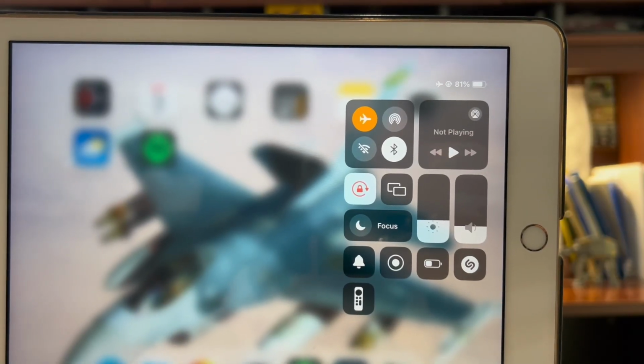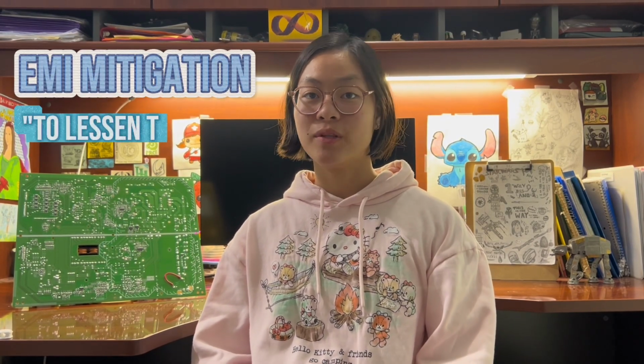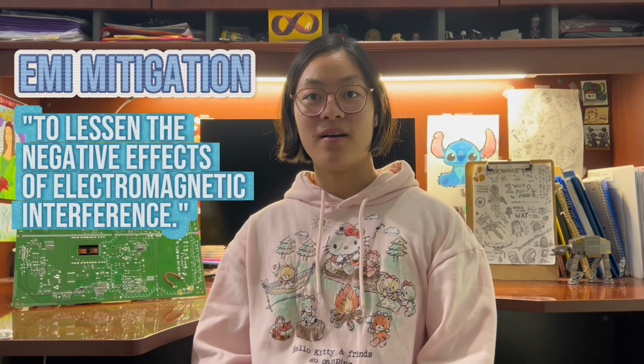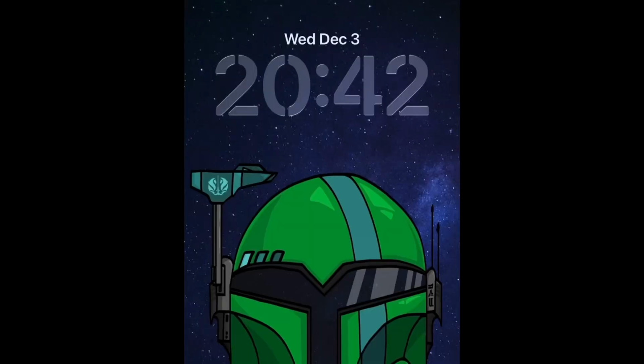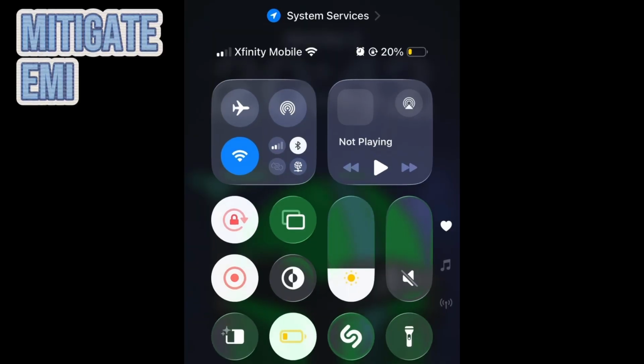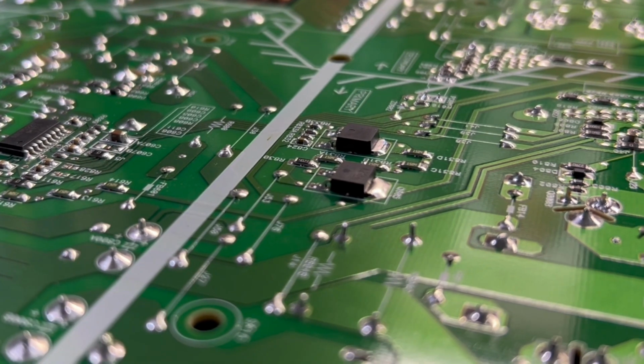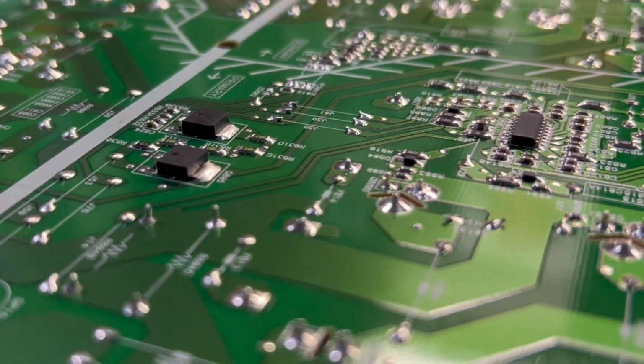This is airplane mode, which is a form of EMI mitigation. What does EMI mitigation mean? EMI mitigation means to lessen the negative effects of electromagnetic interference. By using airplane mode, we mitigate EMI by turning off the phone's transmitters, which transmit signals that can disrupt a plane's sensitive comms. EMI can be mitigated in PCBs through several ways.